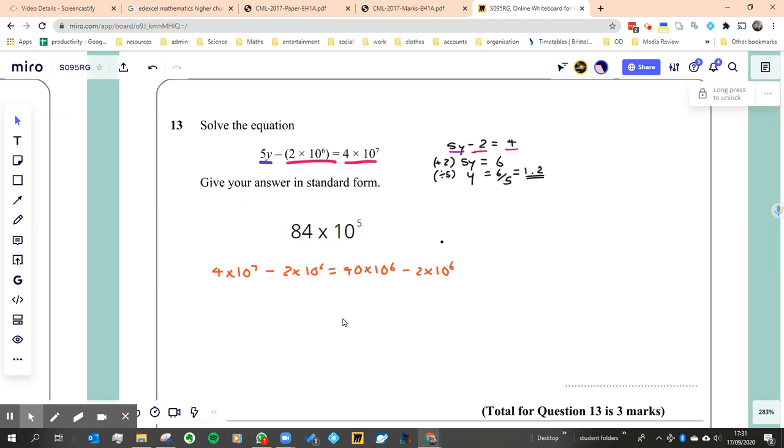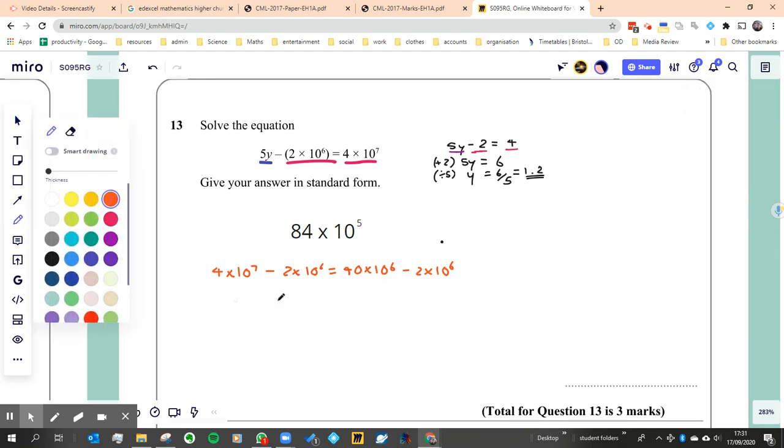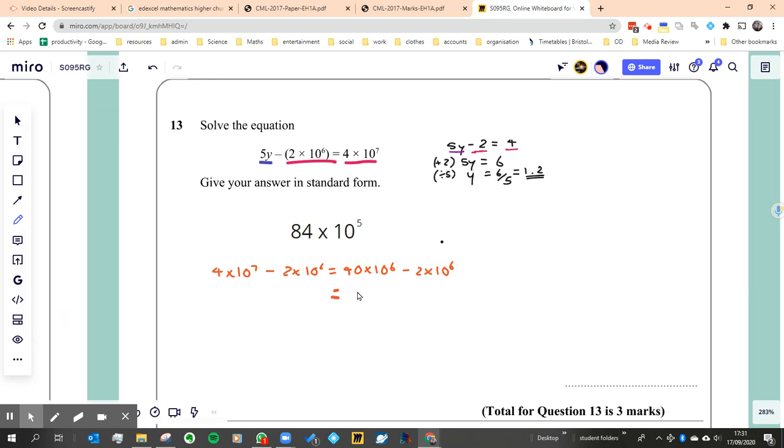So 4 times 10 to the 7. Now we've got them both to the same power, which means we can say that's the same as 40. So 40 take away... well, it's basically this: 40 minus 2 times 10 to the 6, which is going to be 38 times 10 to the 6.